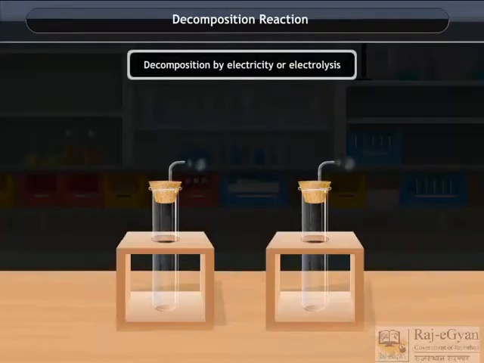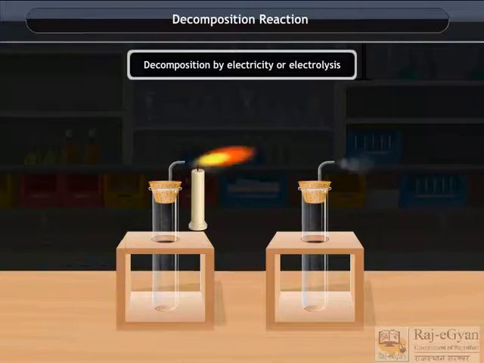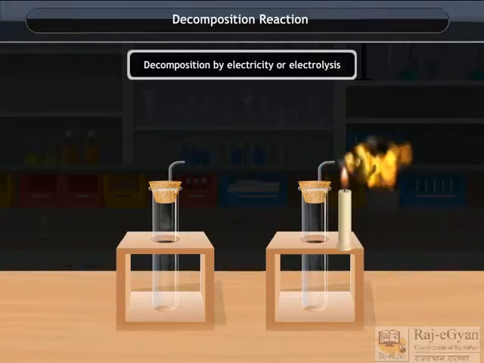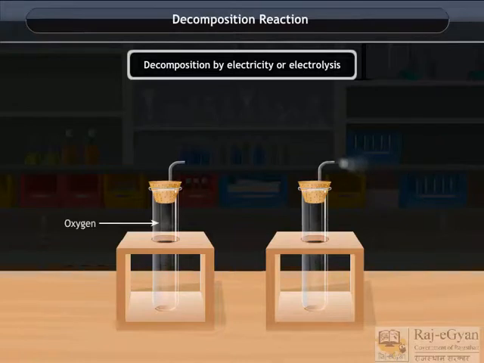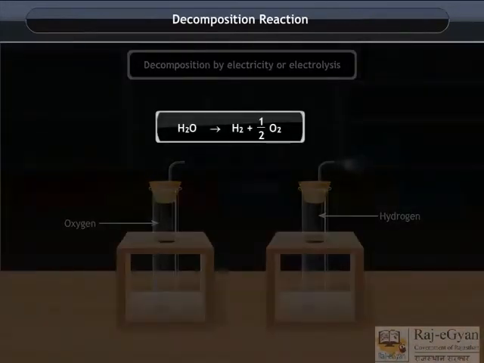Remove both test tubes carefully. Test these gases one by one by bringing a burning candle close to the mouth of the test tubes. One tube helps burning of the candle while the other tube burns with a blast. From this activity we can say that one tube contains oxygen and the other contains hydrogen. Thus we can conclude that water is decomposed by electricity into hydrogen and oxygen gas.